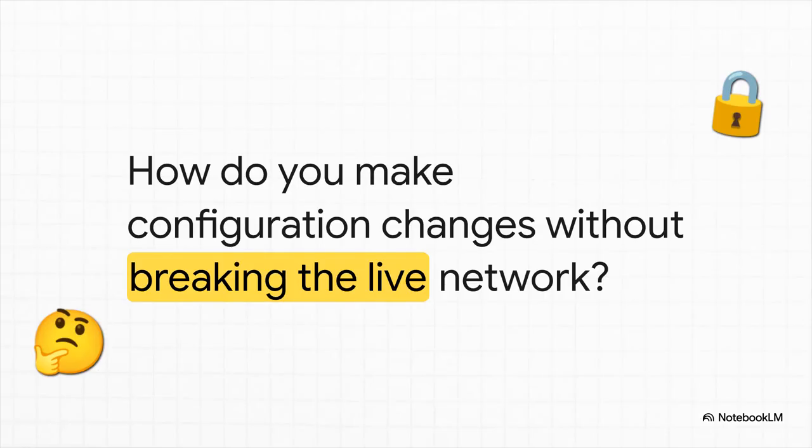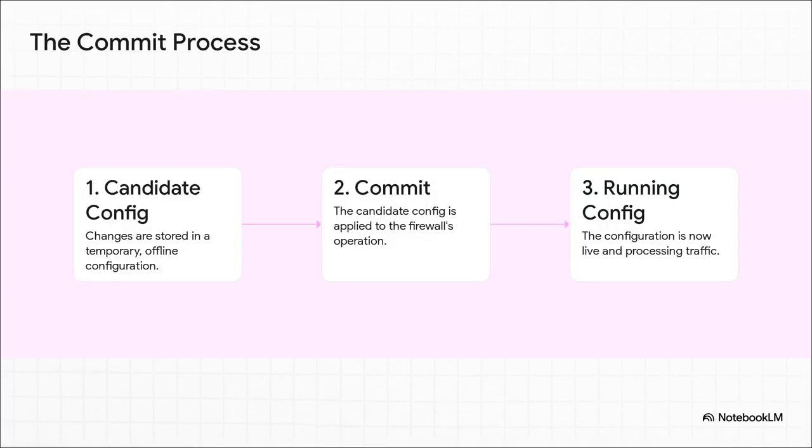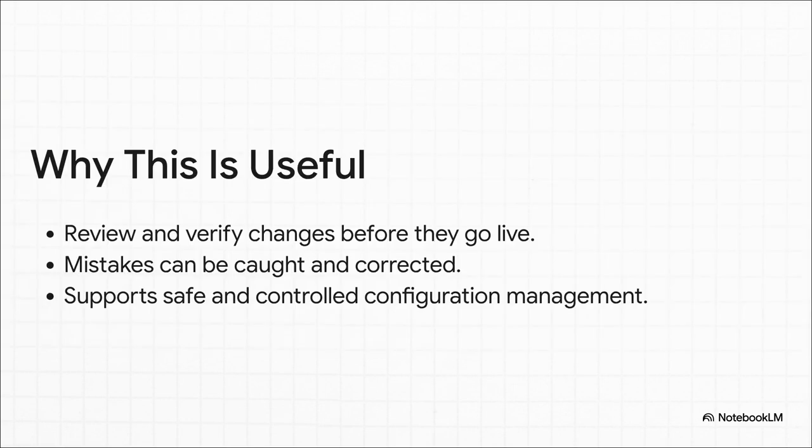Now here's a critical point. How do you make changes? Because one wrong click on a live firewall is bad. Well, these use a safe 3-step process. You make your changes in a sort of draft mode first. This is a lifesaver. You can review and verify everything before it affects your live network.